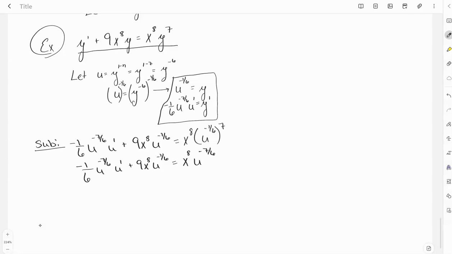So remember, I said this is guaranteed to be first order linear. All we have to do is tweak it. Right now, to be first order linear, I've got to have a 1 in front of that u prime. So how can I do that? Well, we can do that by dividing everything by that coefficient, negative 1/6 u to the negative 7 over 6. What I do to one term, I have to do to all the terms. Remember, math is always fair.